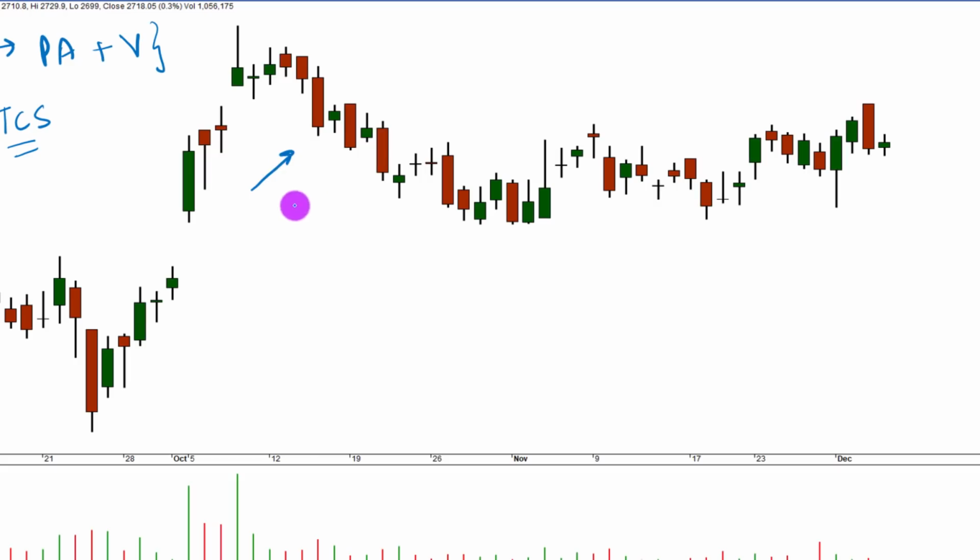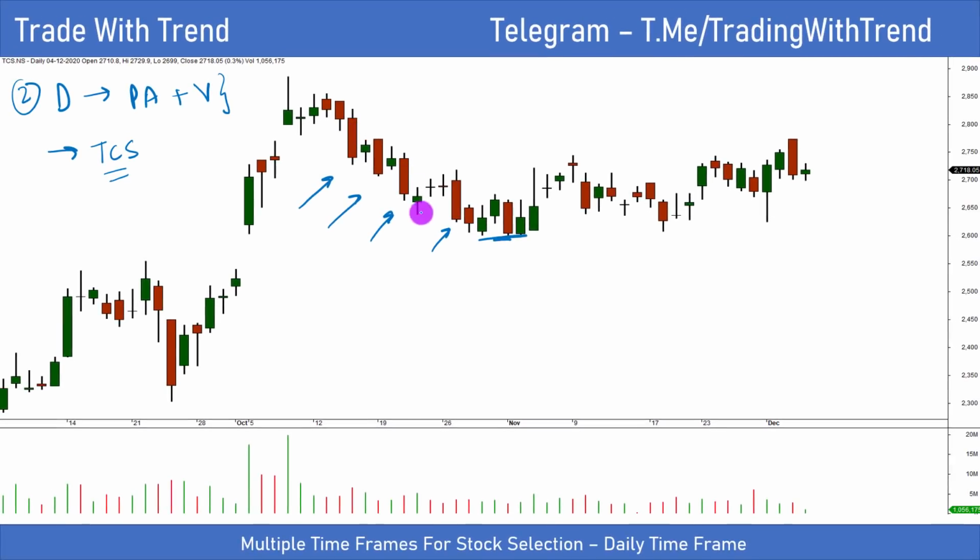The first thing I like to see on daily time frame in this particular stock of TCS is that if you look at the range of these candles on daily time frame, when price was moving lower from 2900 to something like 2700 right up to this point, look at the range of these candles. These are clearly wide range candles. And this clearly tells you that sellers were strong as price was moving lower.